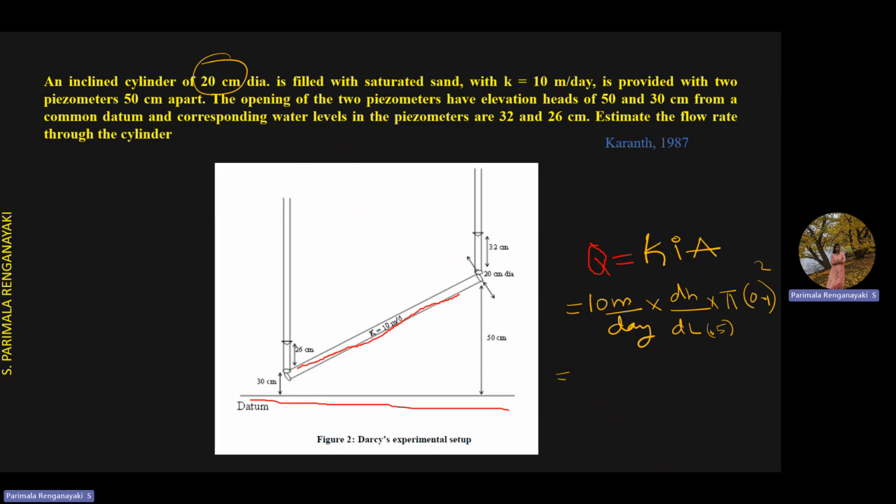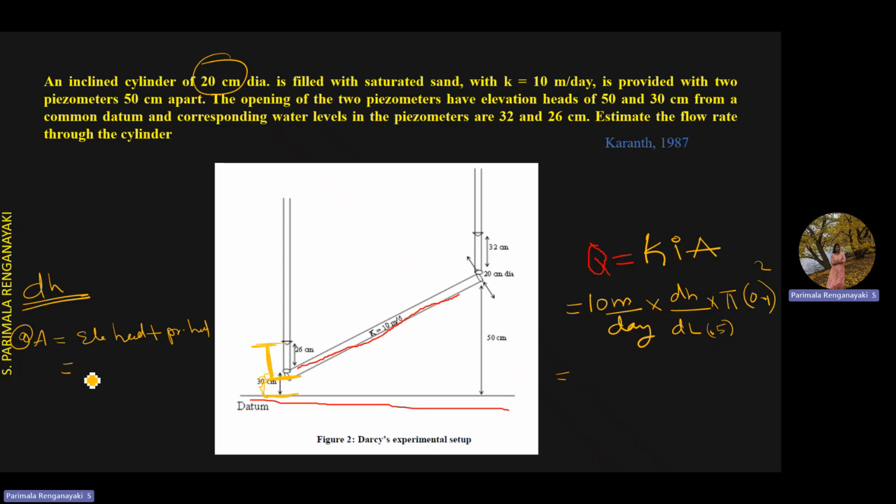But directly they have not given the dH. So what we need to do now is find out dH. First, they have given from the datum. So the water level, the piezometric head at A, is equal to elevation head plus pressure head. From here to here is elevation head. Here to here is pressure head. That is the total head we have to know.